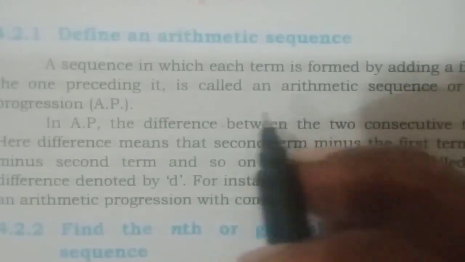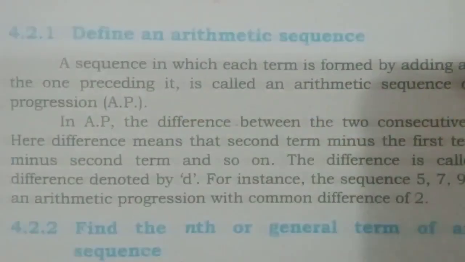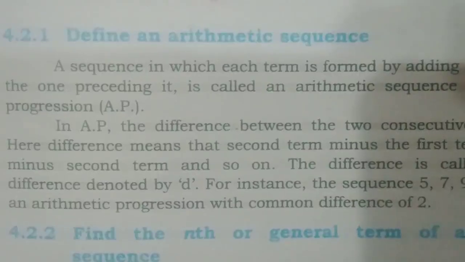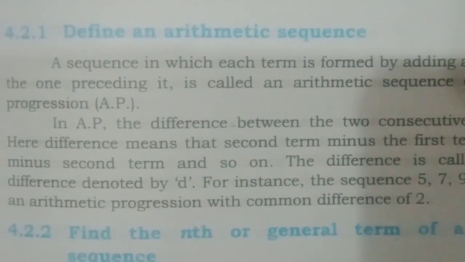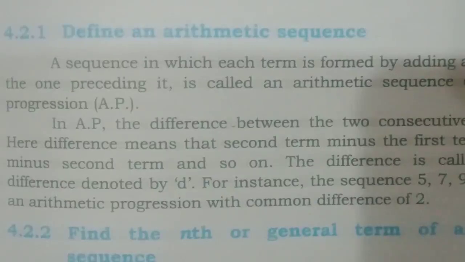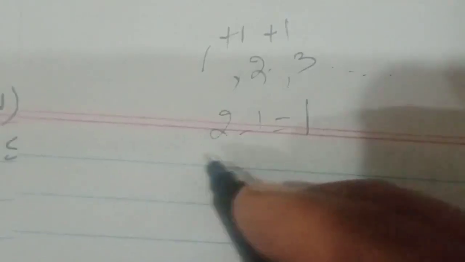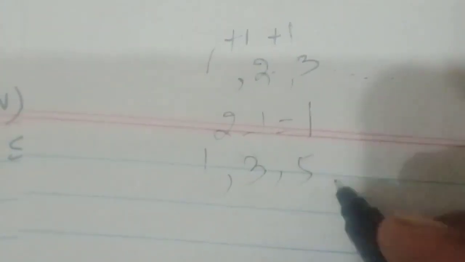Simply meaning that if the next term comes by adding a suitable, fixed number, then it is an arithmetic progression. For example, if there is a sequence 1, 2, 3 and so on, you can see that there is a fixed number, 2 minus 1, which is 1. When you add 1 to the first term, you get the second, and similarly for other terms. Like 1, 3, 5 and so on.